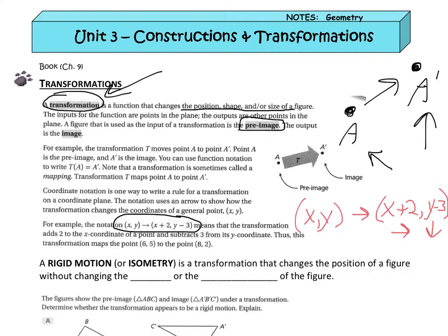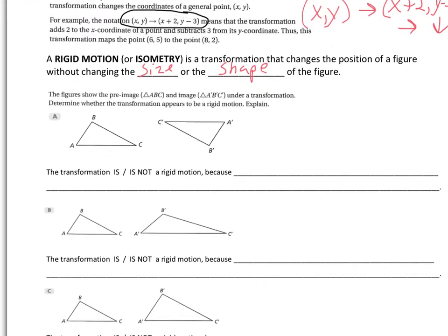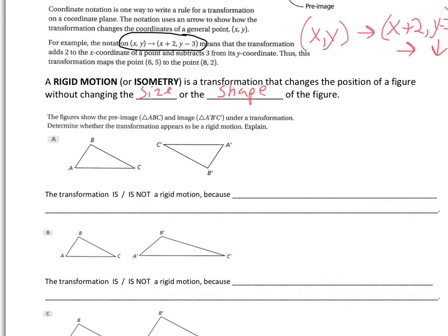Rigid motion, or isometry. What we're talking about here is a transformation that changes the position of the figure, but it does not change the size or the shape of the figure. Again, we'll get into this a little bit in more depth. So let's look at this.